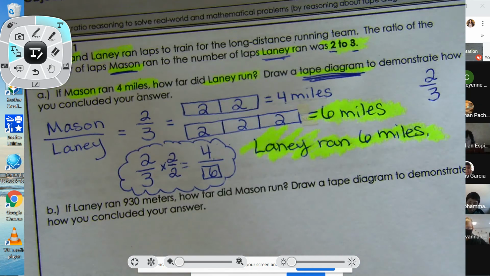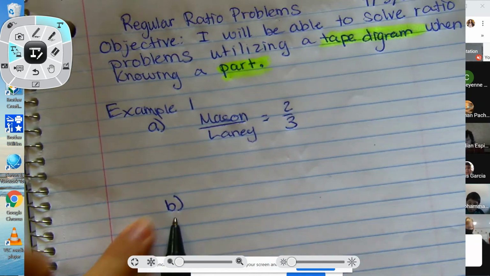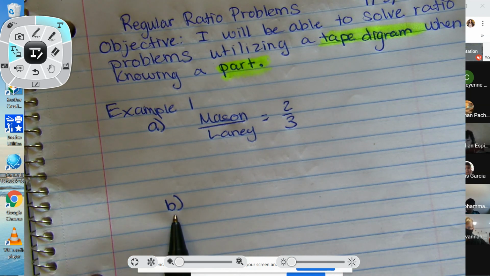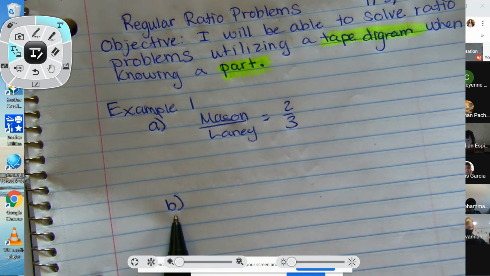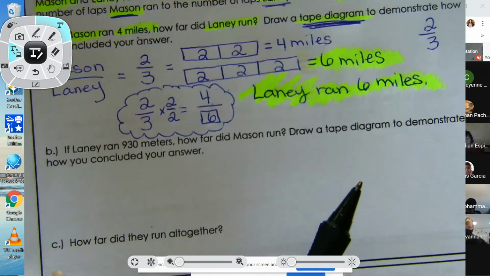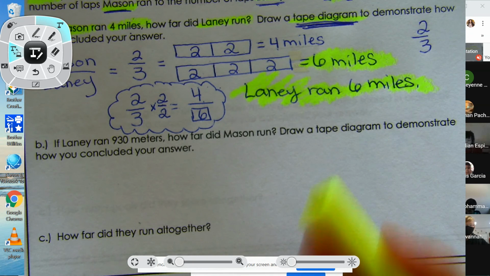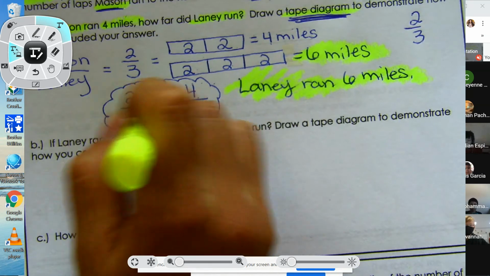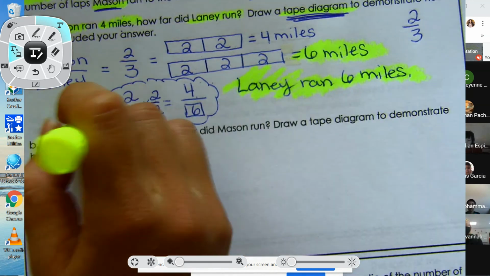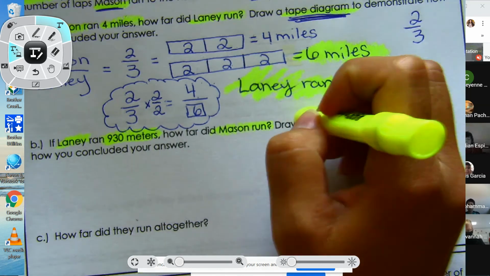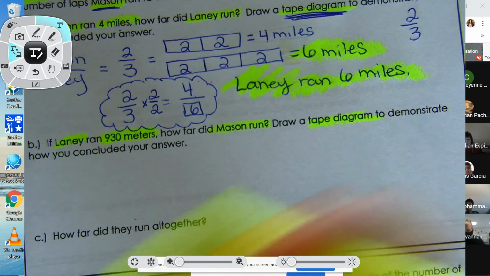So in your notebook, go ahead and put B. You did all of your work in your notebook, and now you're going to put a B because we're going to do the second part of the question. All right? So B, if Lanny ran 930 meters, how far did Mason run? So we have 930 meters for Lanny, and we're trying to figure out how much Mason ran. Again, we need to use a tape diagram to demonstrate how we conclude our answer.